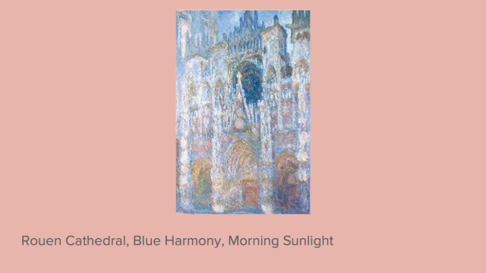And this is called Blue Harmony Morning Sunlight. So this was one that he did of the morning, and as you can see, it's a lot cooler. There's all of those blues, different shades and tints of blue. There's maybe a little bit of pink, but not quite as much as in that first one. And like I said, this was something that Claude Monet was really, really good at, was using color to do different things with his paintings.